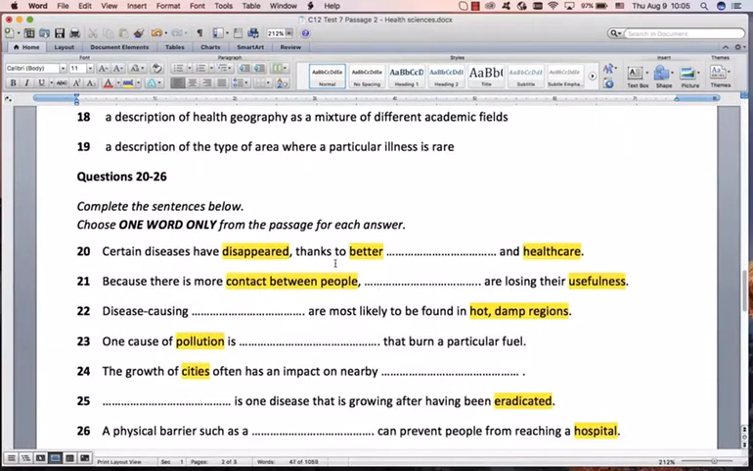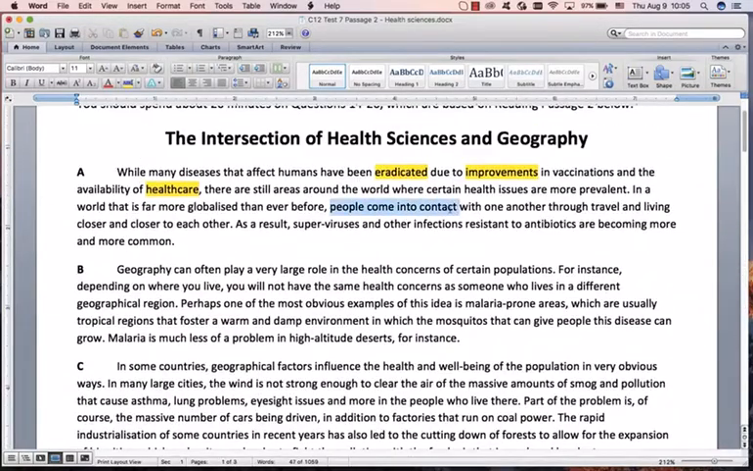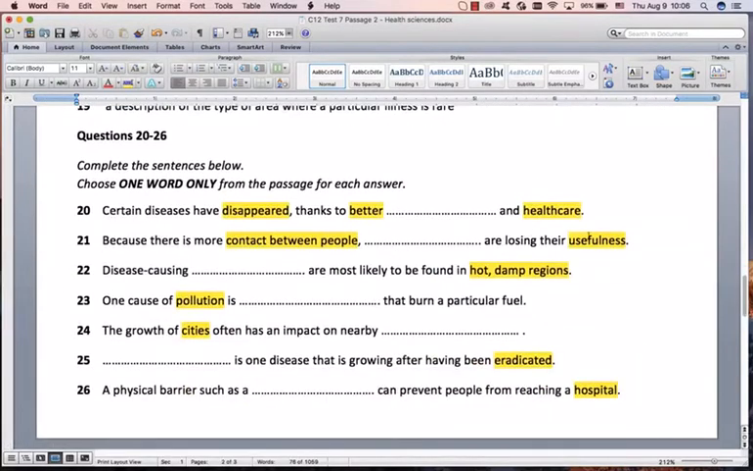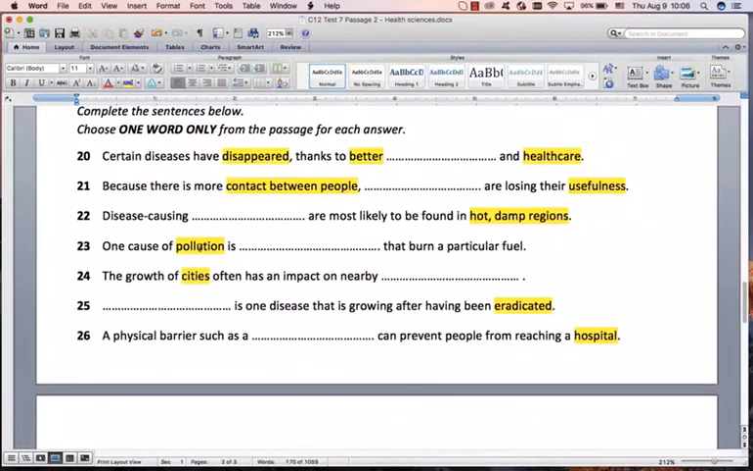What's next? Contact between people, usefulness, something about losing. People come into contact closer and closer. As a result, superviruses resistant to antibiotics becoming more and more common. So I don't see anything about losing usefulness, but I'll come back to that. We know where it is. Disease, okay, I want hot, damp regions. Scan, scan, scan. There it is there. Great. Pollution, a particular fuel, and cities.